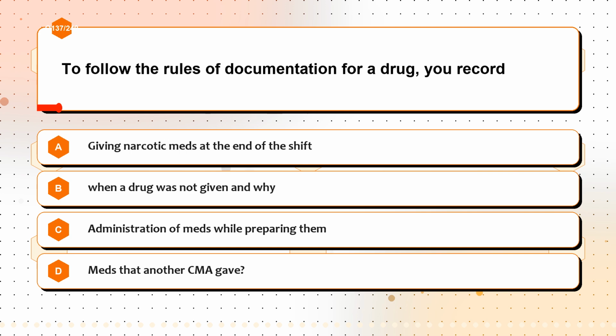Question 137. To follow the rules of documentation for a drug, you record. Here are the options. Option A, giving narcotic meds at the end of the shift. Option B, when a drug was not given and why. Option C, administration of meds while preparing them. Option D, meds that another CMA gave?